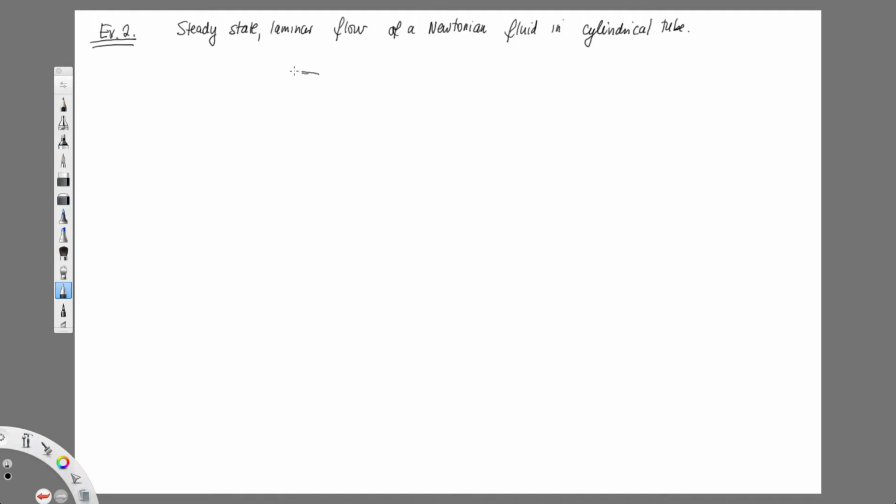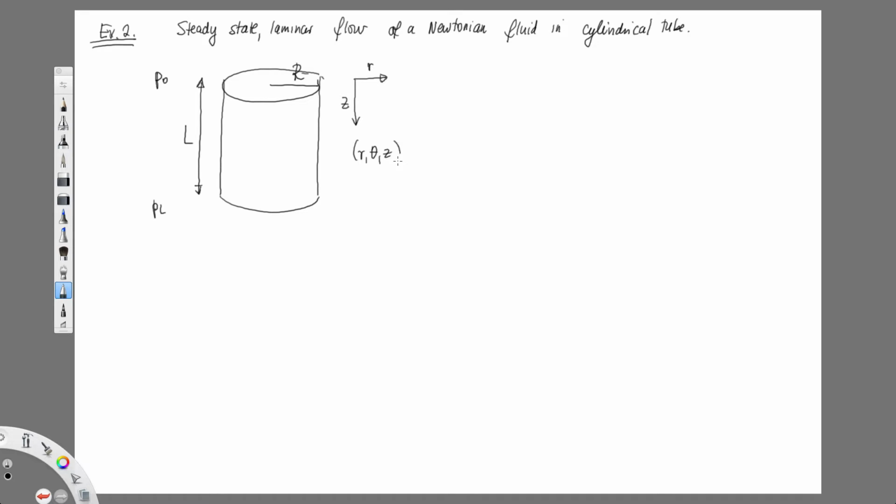So what is my tube? My tube has radius r, and length L. And here at the beginning, I have some pressure P0, pressure PL. And I am in the cylindrical coordinate system. So I have r, theta, and z. So theta is changing in the theta direction, right?